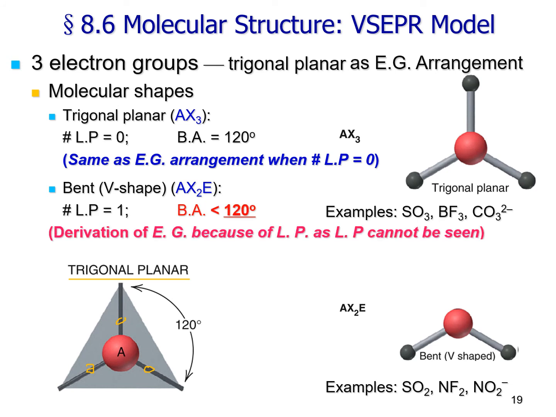For bent, the bond angle here is somewhere close to 120 degrees. Less than, about 2 degrees less, right? But it's still in the neighborhood of 120 degrees. I'd like to call your attention to this value in the next few minutes.